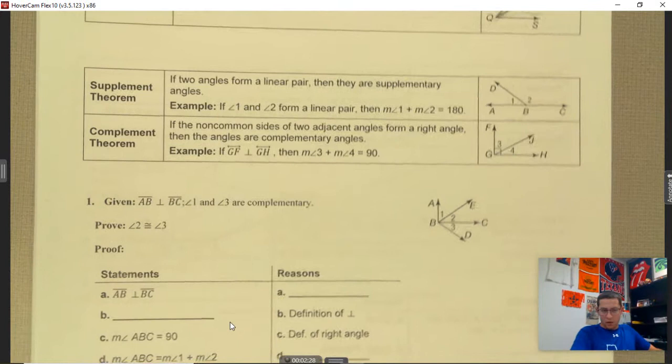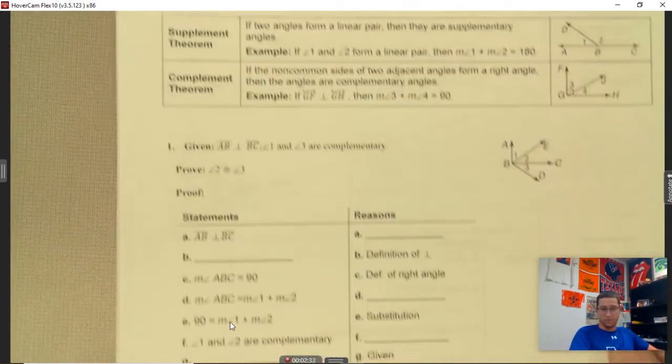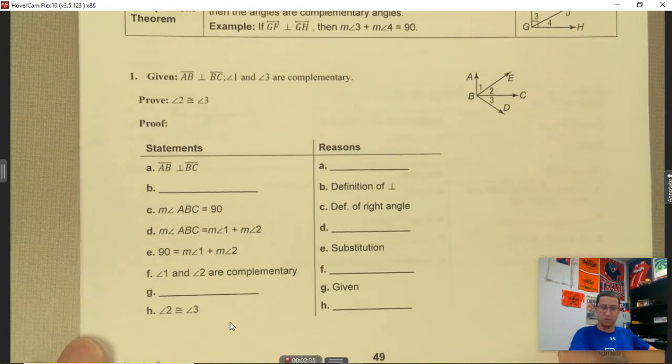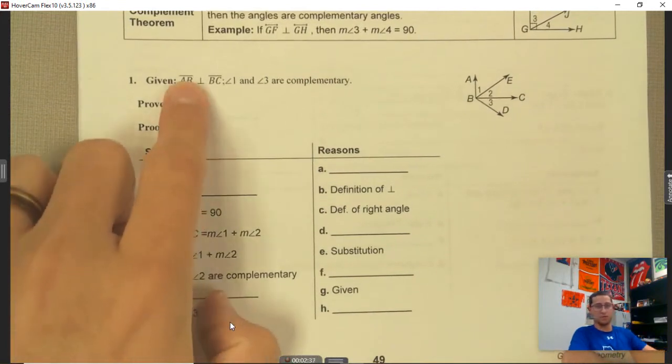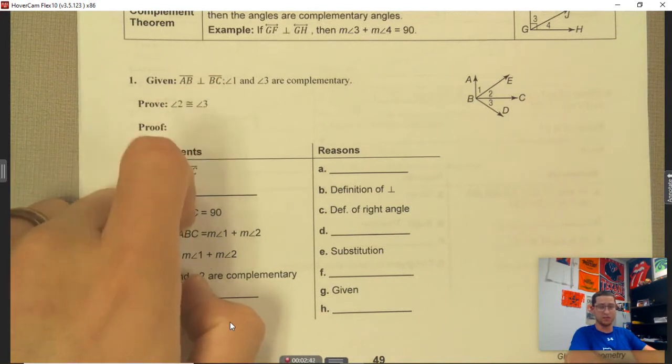Let's go ahead and talk about this one right here. So this is using complementary, and let's begin. First of all, we have to talk about this symbol. AB is perpendicular to BC.